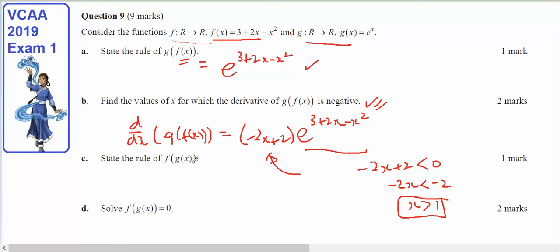State the rule for f of g of x. So I'm putting g inside of f, so f of g of x will equal 3 plus 2 lots of e to the x minus e to the x, squared.